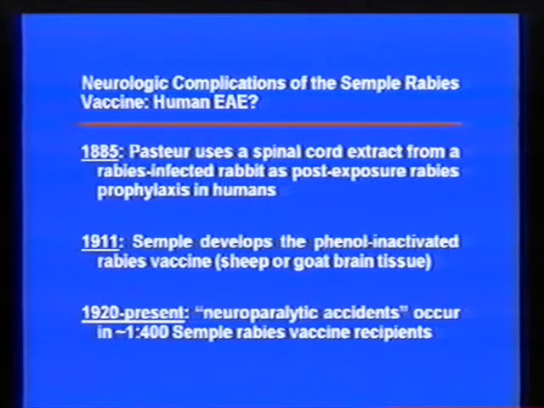Unfortunately, however, in human patients injected with this material, there was approximately a 1 in 400 risk that patients would develop what were colloquially referred to as neuroparalytic accidents, meaning the injection of this vaccine led to the induction of a neurologic disease, which turns out pathologically to have inflammatory demyelination in the brain. Again, very similar to EAE, and so this led to the idea that the exposure to material in this spinal cord extract was actually inducing these neuroparalytic accidents in humans.